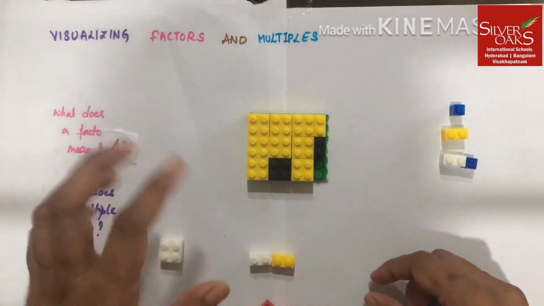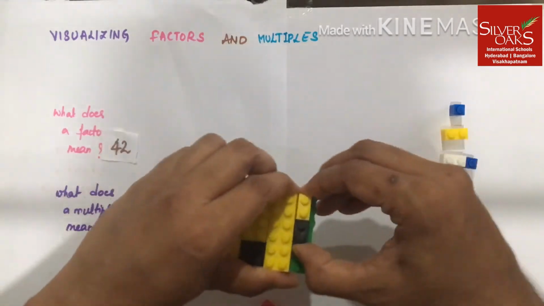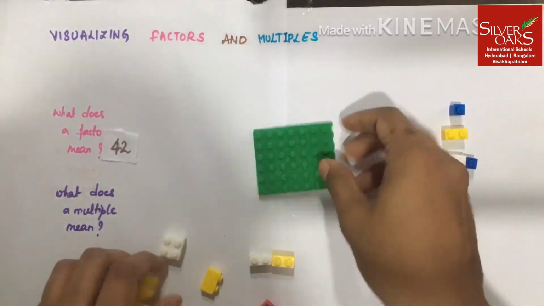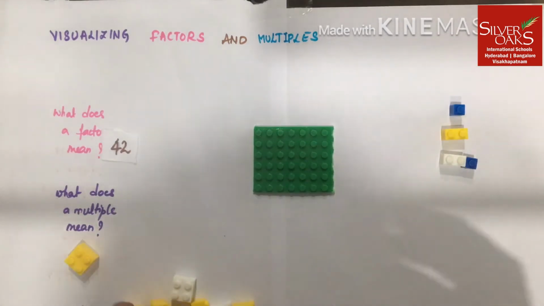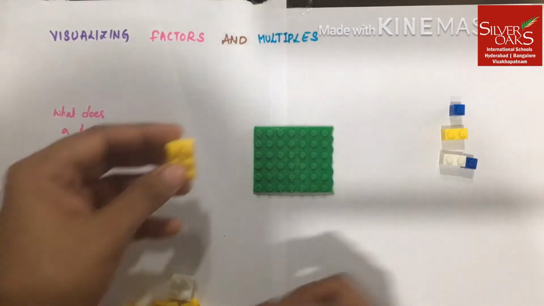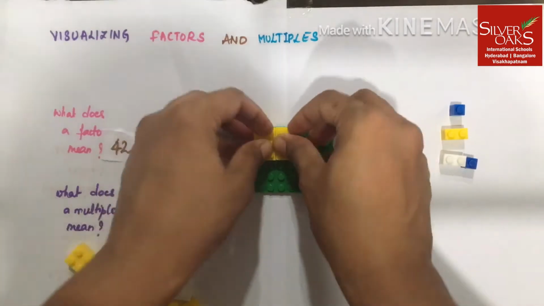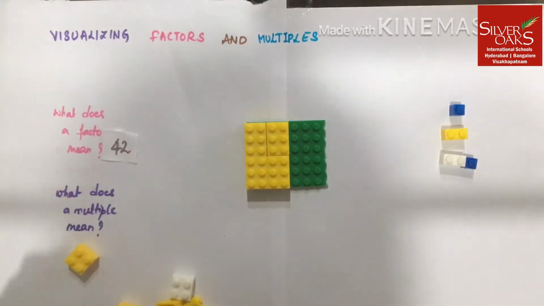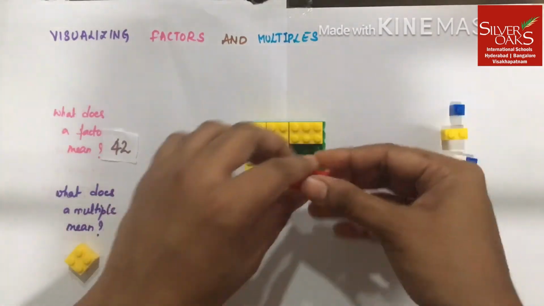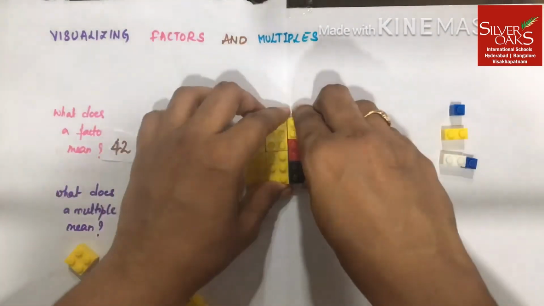That means 4 is not a factor of 42. Fine, so you can start doing like this. Try with a 5, maybe then with a 6. I have Legos of size 6, and when we have taken 3's, we have seen that I was able to fill the whole sheet with this kind of Legos. Do you remember? Yeah, it will definitely fill. So 6 is also a factor.